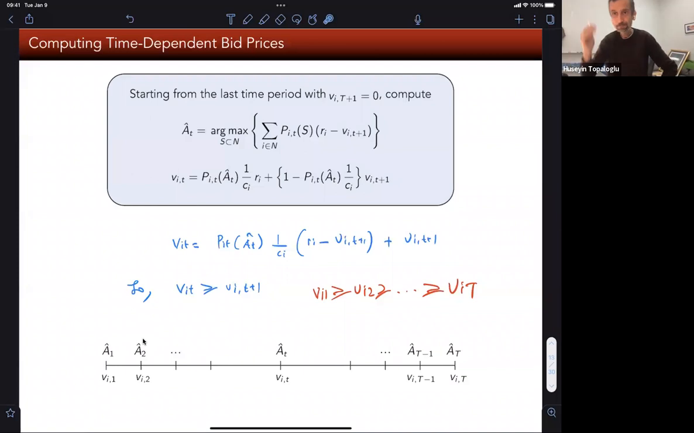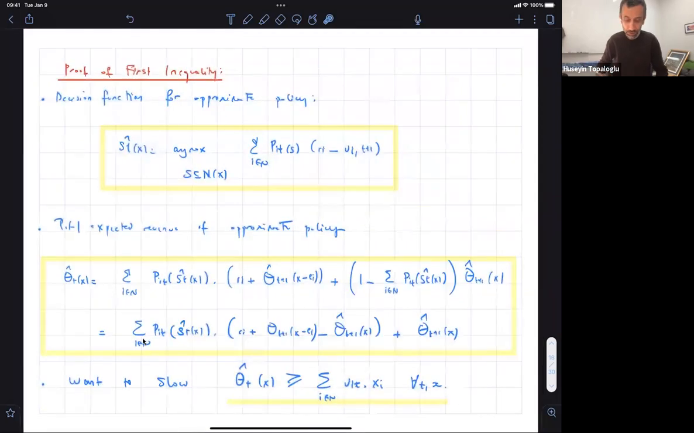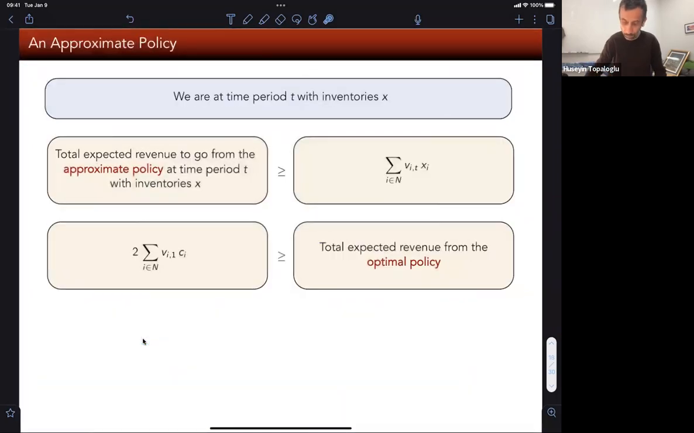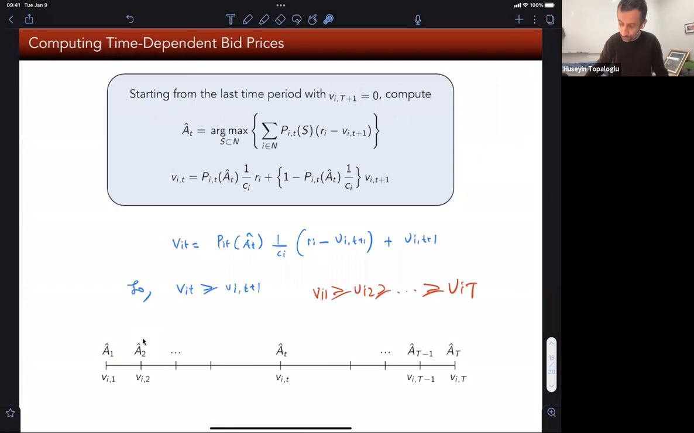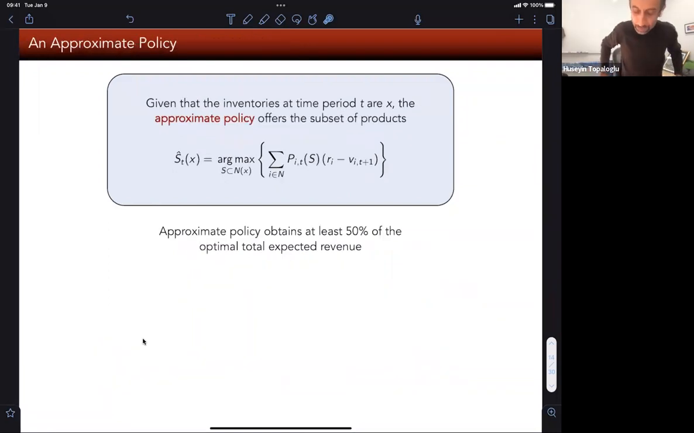Okay, good. So let's go ahead and construct a policy based on these time-dependent bid prices, and now prove that that policy gives us a 50% approximation guarantee. If I move too fast, let me know. Let's construct a policy by using our time-dependent bid prices, and we're going to prove that our policy is half approximate. Here's our approximate policy that's based on these time-dependent bid prices.